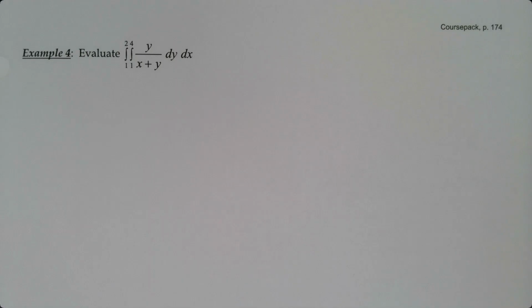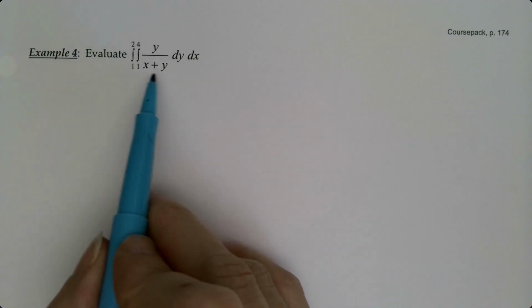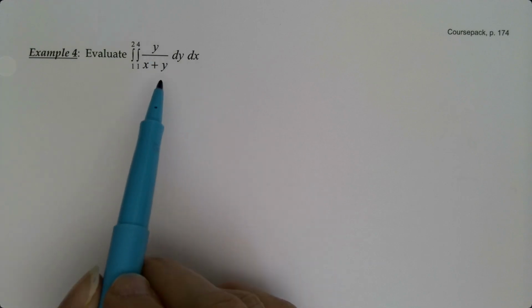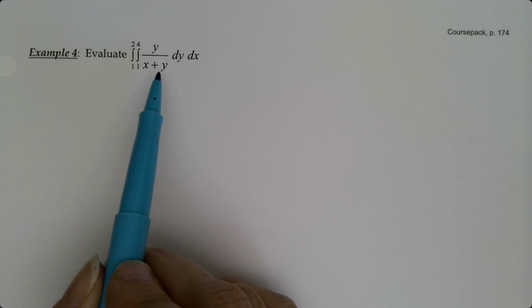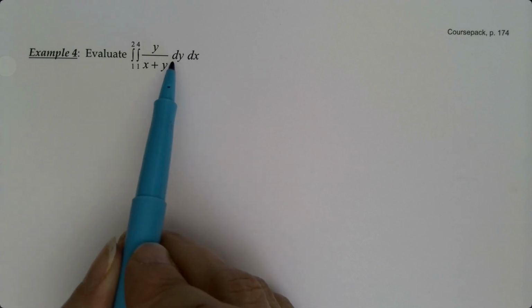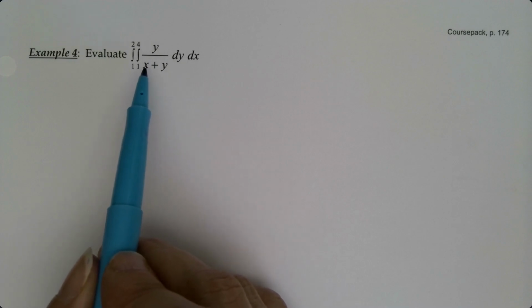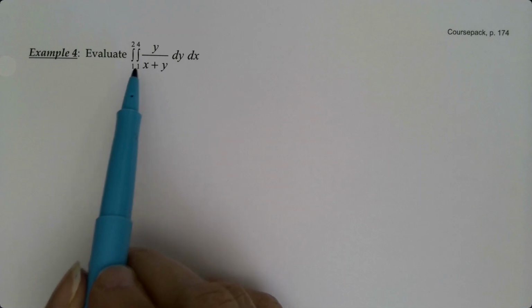So let's keep practicing finding some double integrals. Now in this particular one, when we look at it, we can see that it's y over x plus y dy dx. However, when I'm looking at that, I'm thinking y is in two positions. So that means integrating with respect to y is actually going to be tougher. X is only in one spot, down in the denominator. So it'd be a lot easier to integrate with respect to x first than with respect to y.